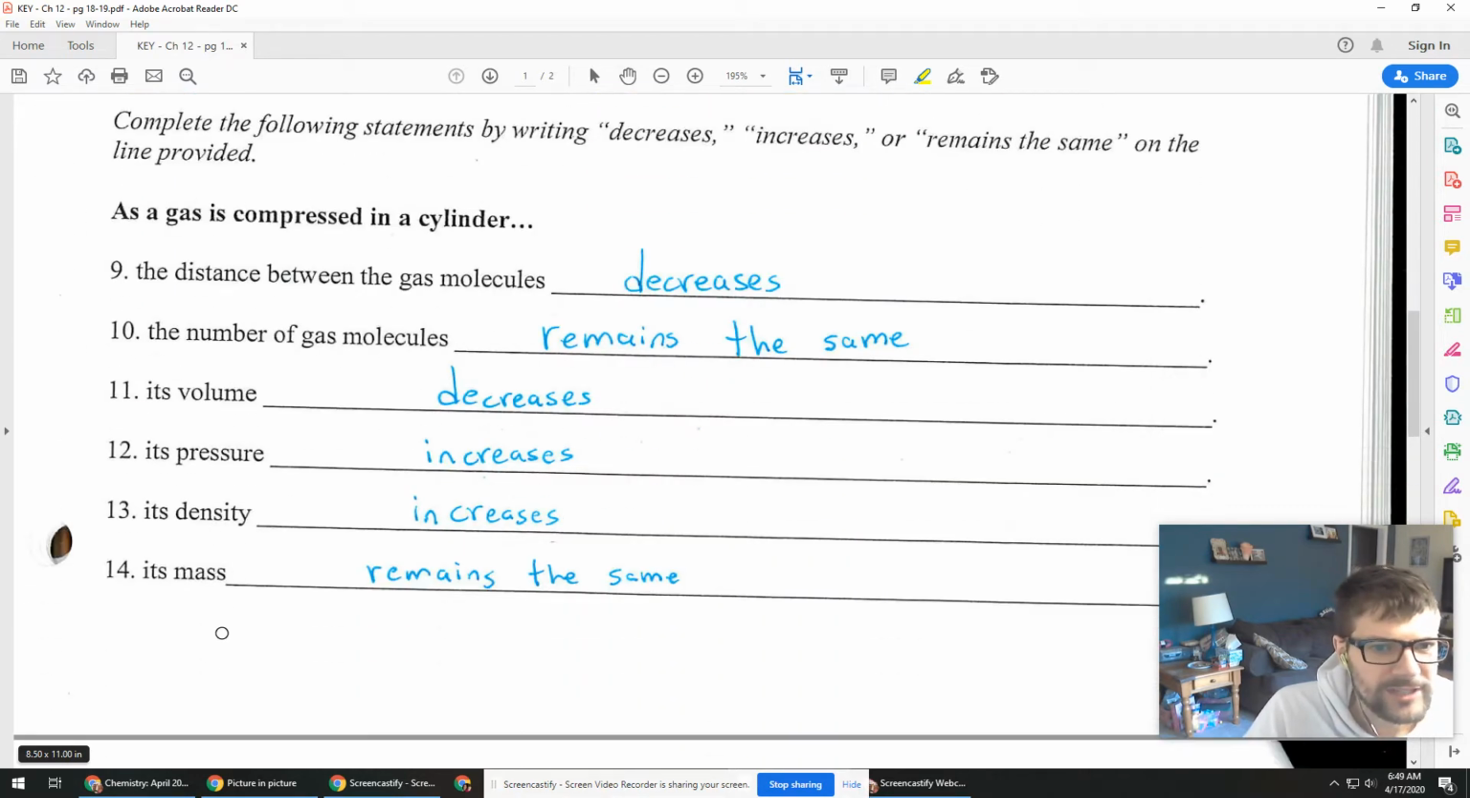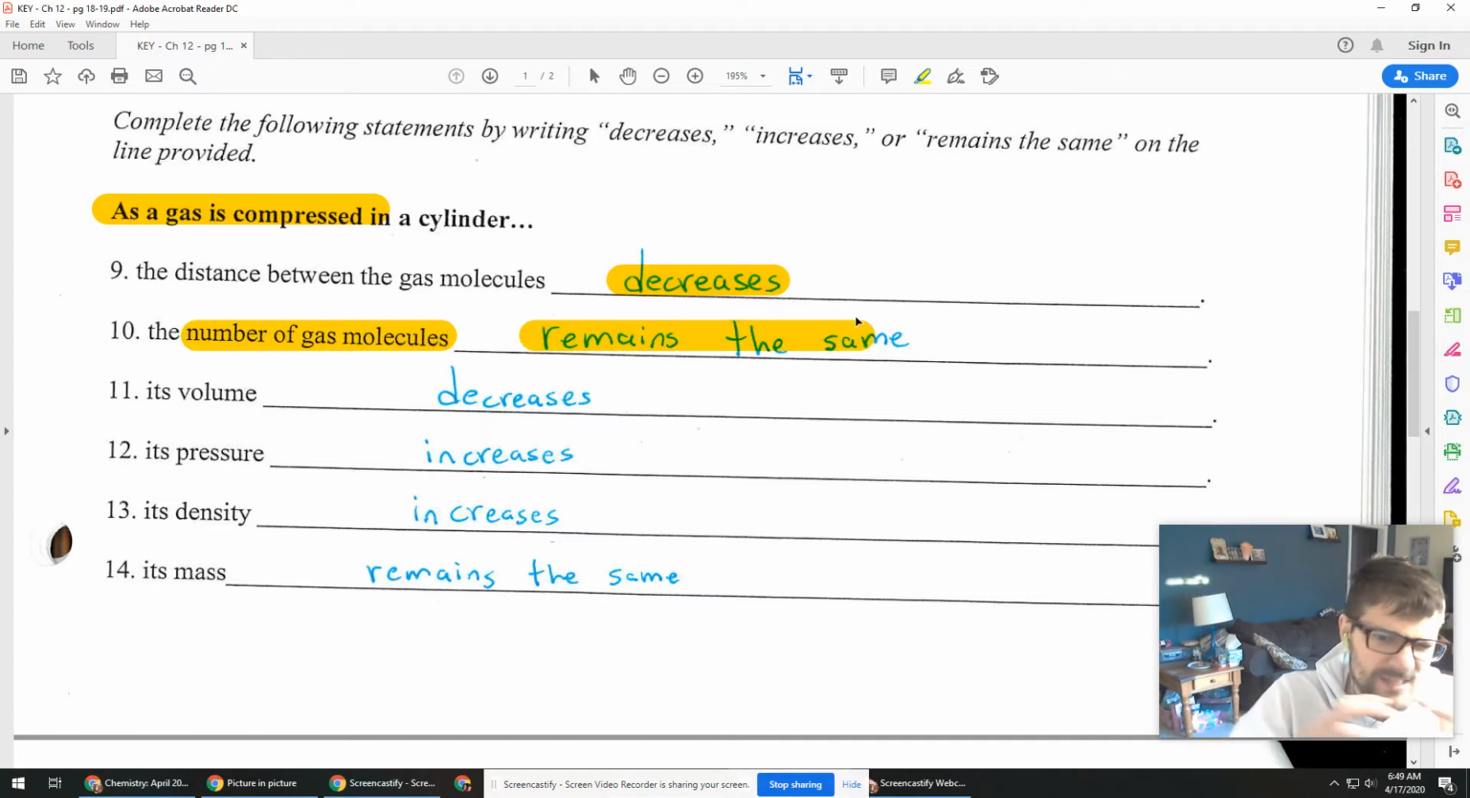All right, then we have a little section of increase, decrease, remain the same. So as a gas is compressed, so picture squeezing something, right? The distance between the gas molecules decreases. They get closer together because of the extra pressure that you're applying. But the number of gas molecules stays the same, right? Squeezing something to make it smaller doesn't change the particles that it's made of or how many of them there are. The volume decreases, again, because you're squishing it, making it take up less space.